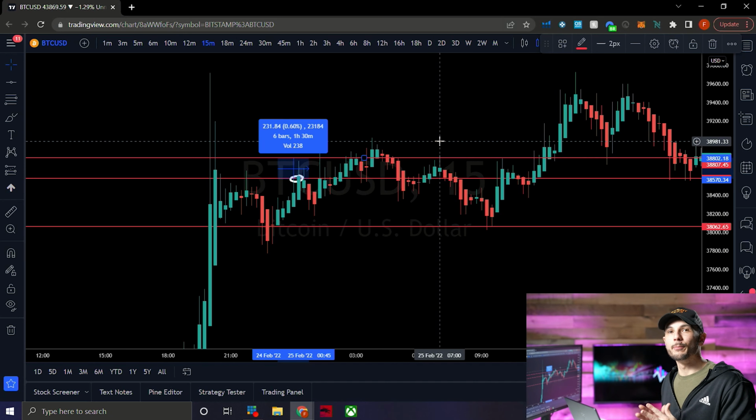So that is the more conservative, risk-averse method that you can use. A lot of people do that, setting it right below the support line or right above the resistance line, whether you're longing or shorting. Very, very safe way to trade.